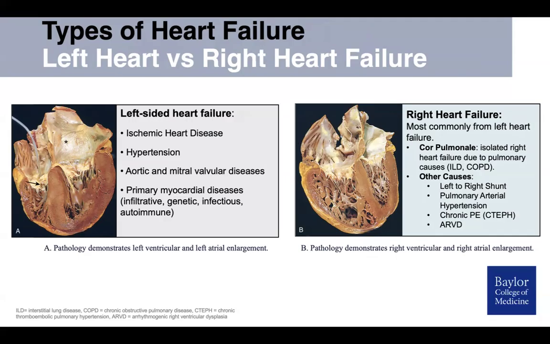On the right, you have right heart failure, and this most commonly occurs due to left heart failure. However, cor pulmonale defines isolated right heart failure due to pulmonary causes, typically interstitial lung disease or COPD. Other causes of isolated right heart failure can include left to right shunting, pulmonary arterial hypertension, chronic pulmonary embolisms, such as chronic thromboembolic pulmonary hypertension, or arrhythmogenic right ventricular dysplasia, ARVD. And here we see the pathology of isolated right ventricular dysfunction: RV dilation with right atrial enlargement.